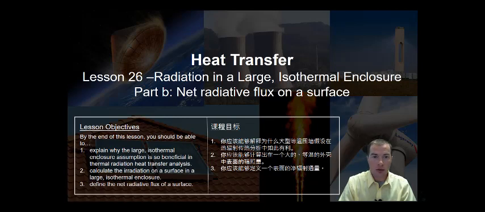In this part of the lesson, we will describe what the net radiative flux is on a surface that is situated in a large isothermal enclosure. By the end of this lesson, you should be able to explain why the large isothermal enclosure assumption is so beneficial in the analysis of thermal radiation heat transfer problems. You should be able to calculate the irradiation on a surface that is sitting in a large isothermal enclosure. And you should be able to define what the net radiative flux is on a surface.